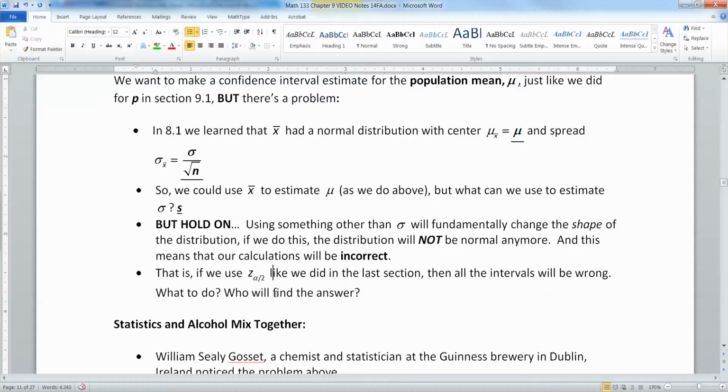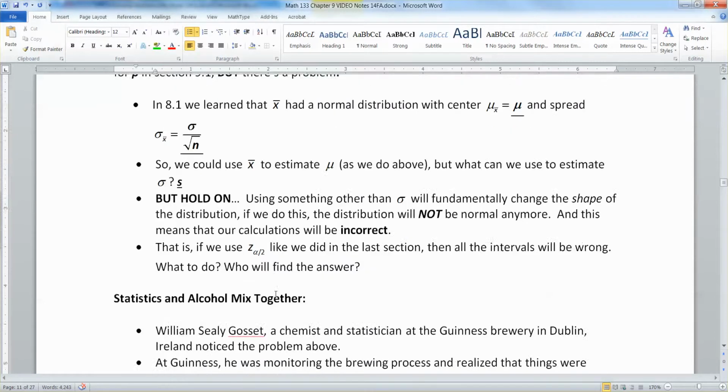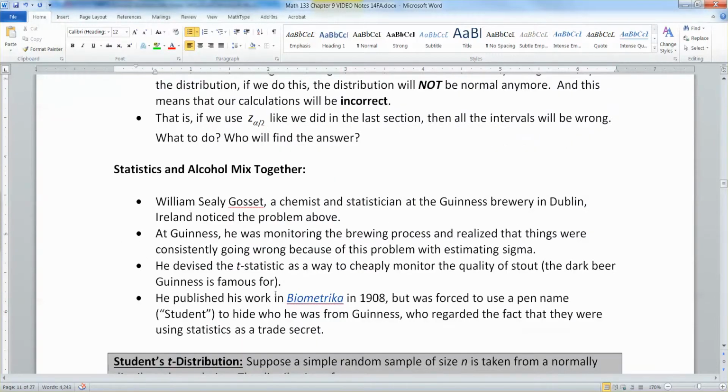Now, what are we going to do? Who's going to find the answer? And the answer is a guy that worked at the Guinness Brewery in Dublin. That's right, Guinness. Guinness is famous for making a stout beer. Stout is very, very dark with a lot of foam at the top. Best come out of a barrel. And he was monitoring the brewing process.